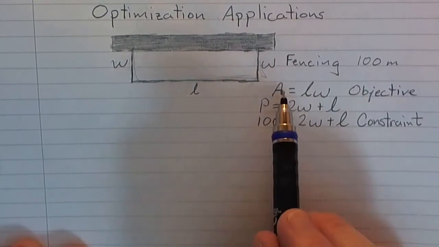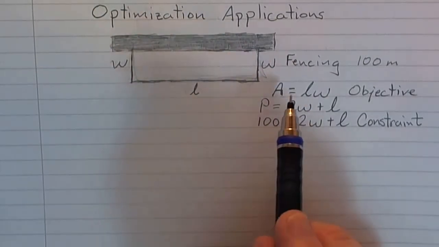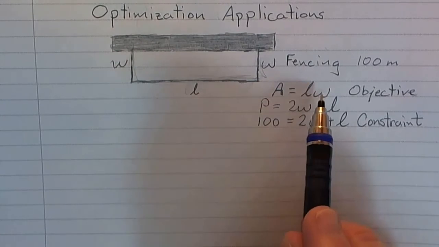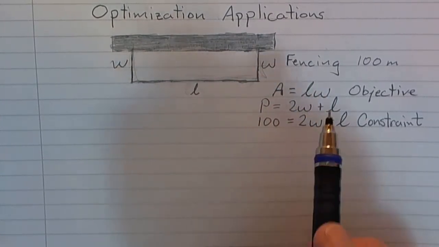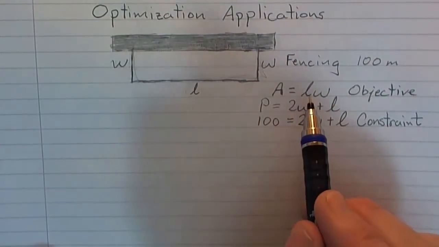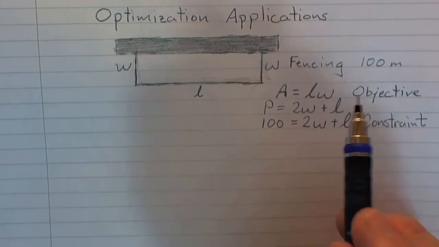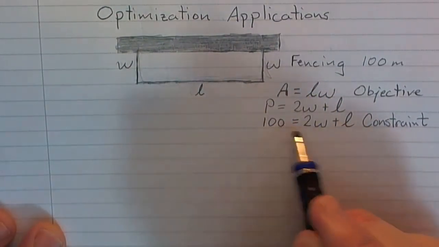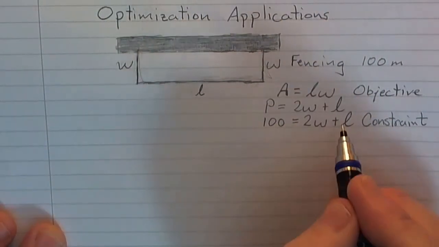So we have two equations here. We have the objective and we have the constraint. Now you'll notice this objective equation is what I want to differentiate and set equal to 0, because I'm trying to find the maximum the area can be. But you notice I've got two variables here, length and width. So what I need to do then is go down to this constraint and solve for L or W and plug back into this and then differentiate. So I'm going to do that.